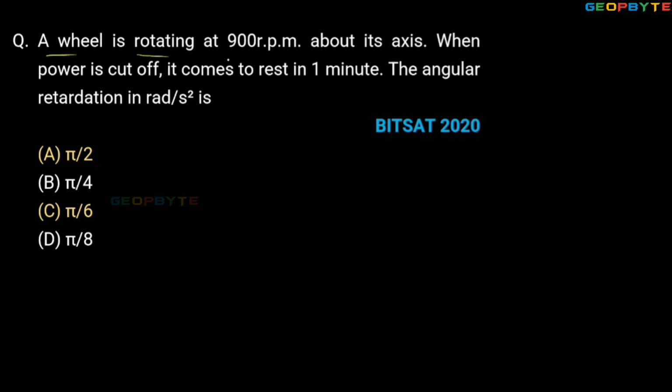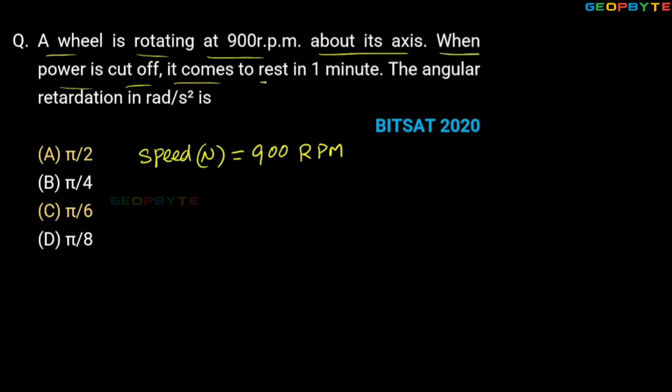A wheel is rotating at 900 rpm about its axis. RPM given, right? Speed. The speed I can mark as capital N equal to 900 revolutions per minute or rotations per minute. When power is cut off, it comes to rest in 1 minute. Time period is given, 1 minute is equal to 60 seconds. The angular retardation in radians per second.